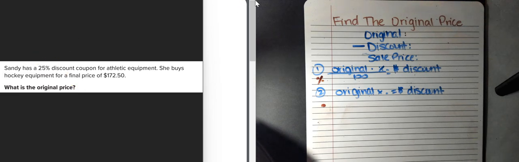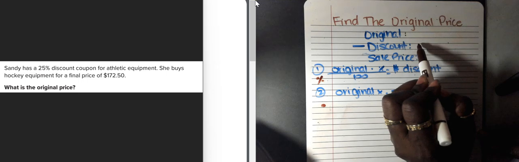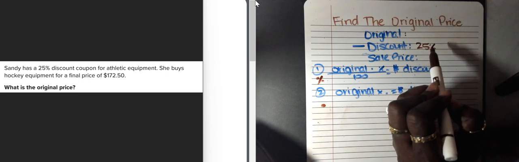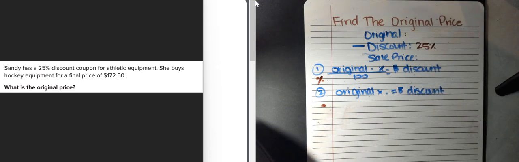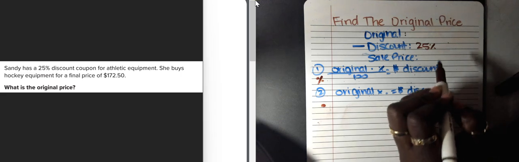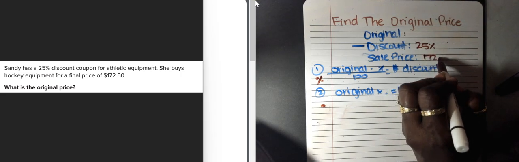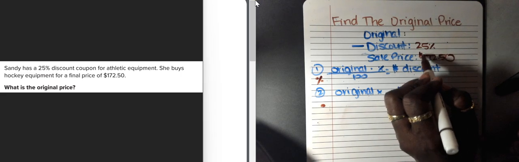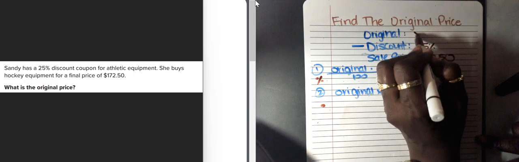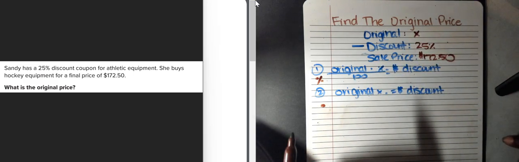So let's go ahead and plug in what we know. We know that there's a 25% discount, so I'm going to put 25% here. And then we also have a final price of $172.50. And then our original price, we do not know. So that's the reason the problem exists.